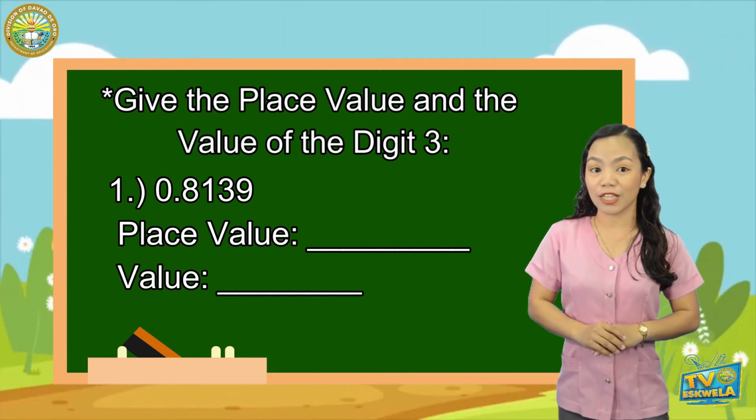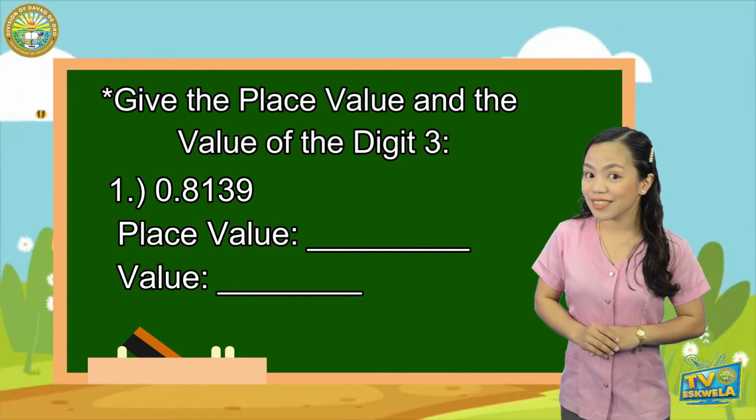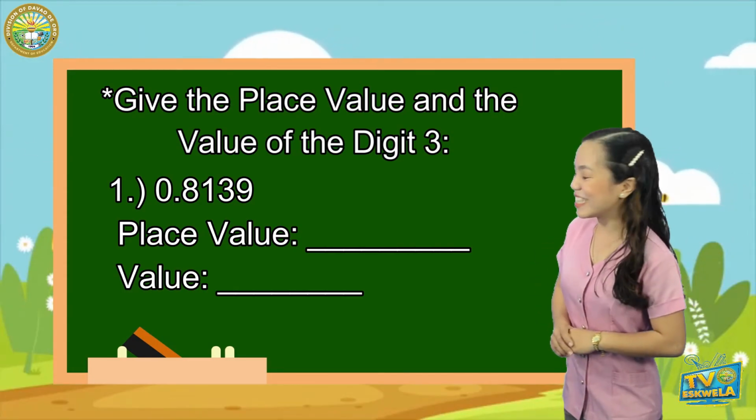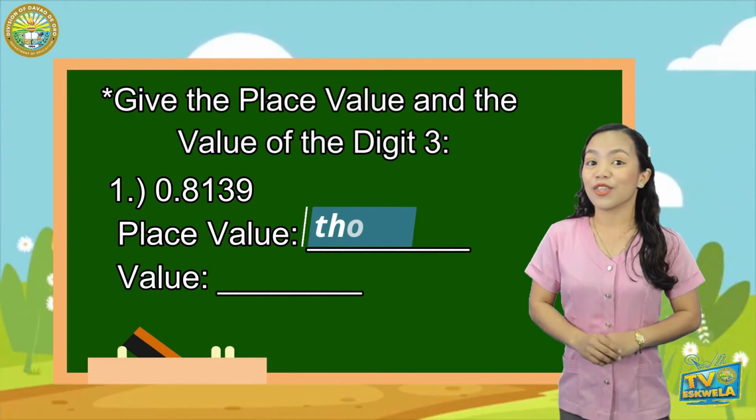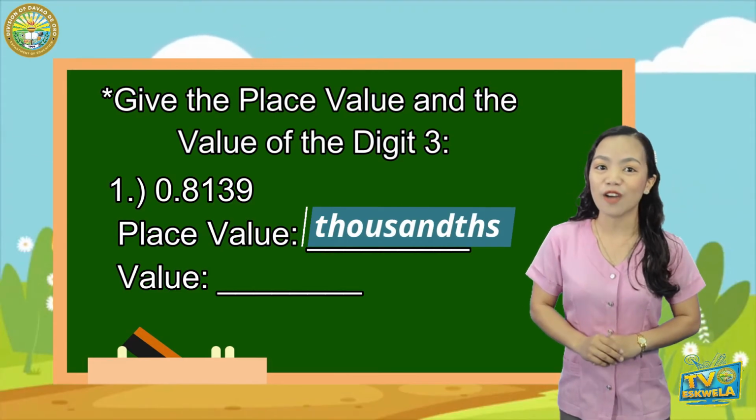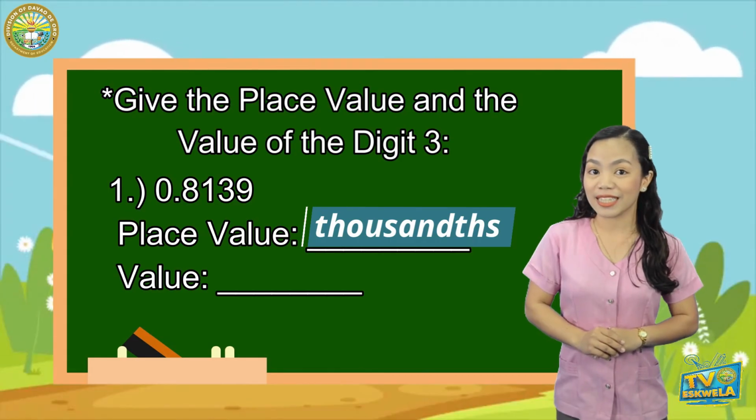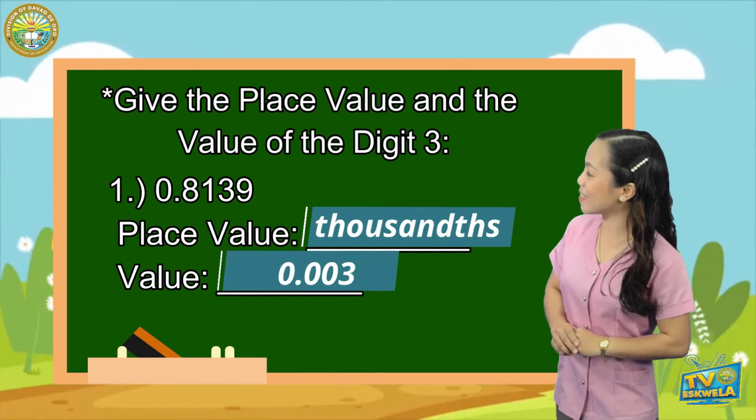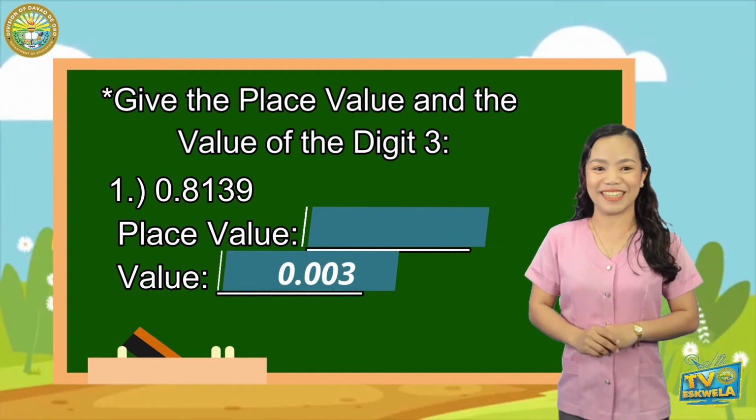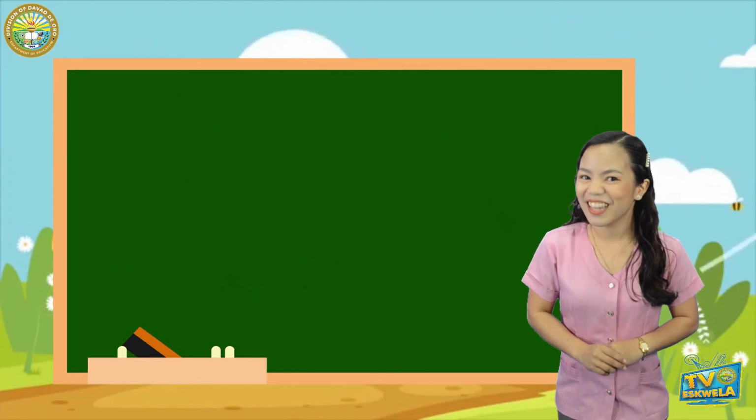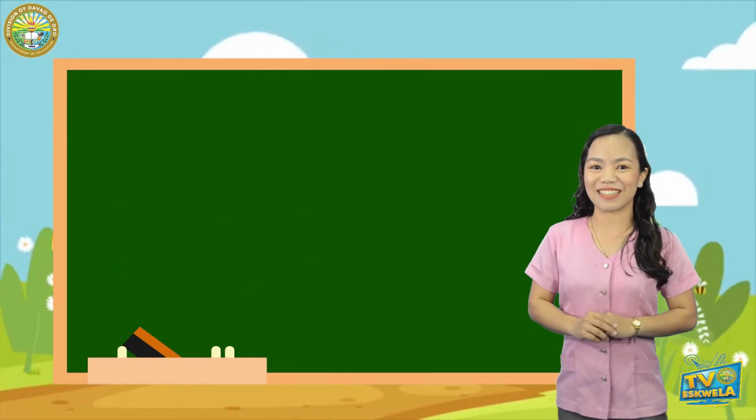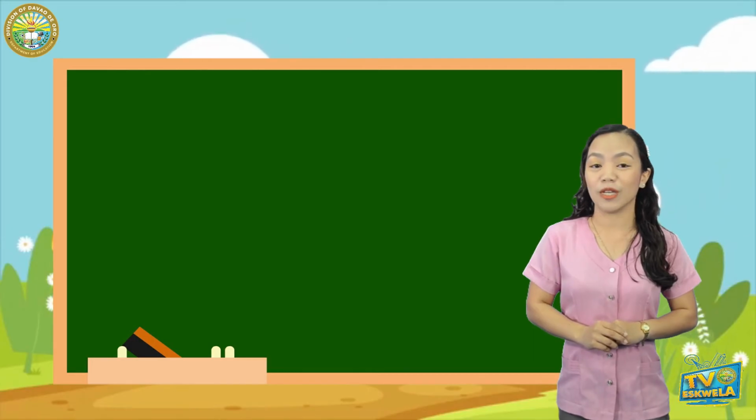The place value of 3 is? Yes, it's thousandths. The digit 3 is in the thousandths place. Therefore, its value is 0.003. Are you right? Congratulations! Let's have number 2.